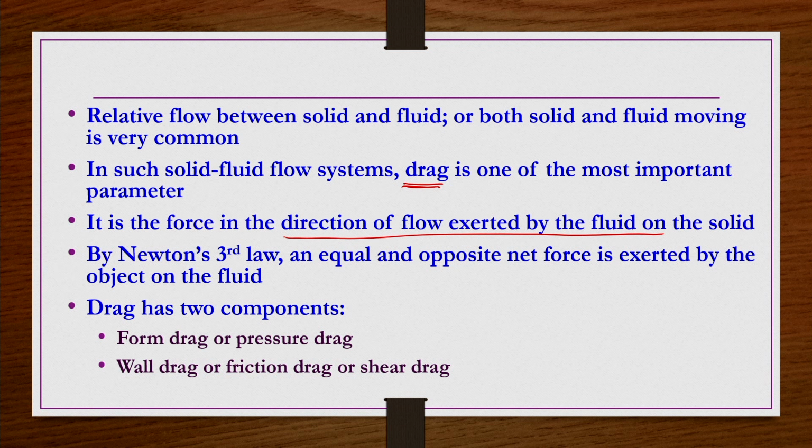There may be some flow geometries where only one of the drag components is dominating, and the other may be negligible. In some cases form drag dominates compared to the wall drag, whereas in other cases wall drag dominates over the form drag, so that the form drag can be negligible. However, since we are starting to understand how to evaluate these drag forces, we start with an object which has both the components.